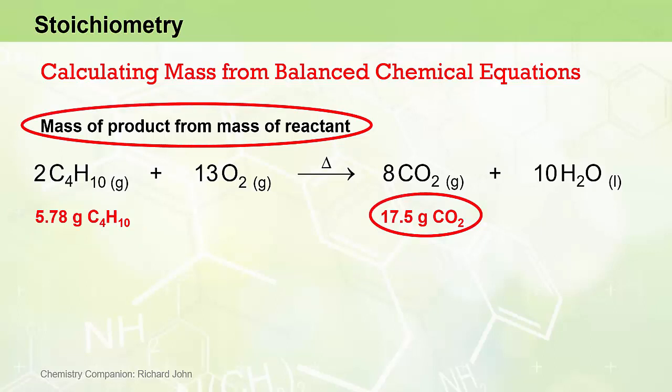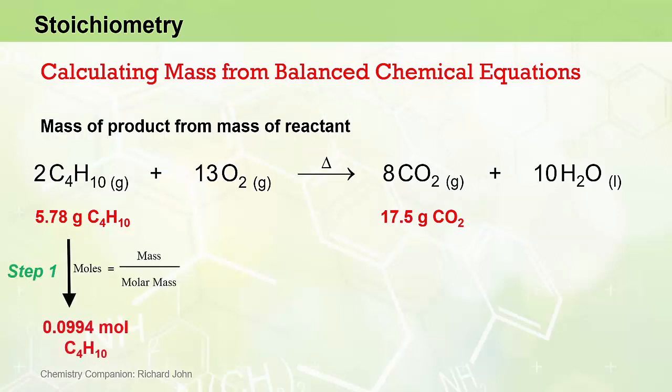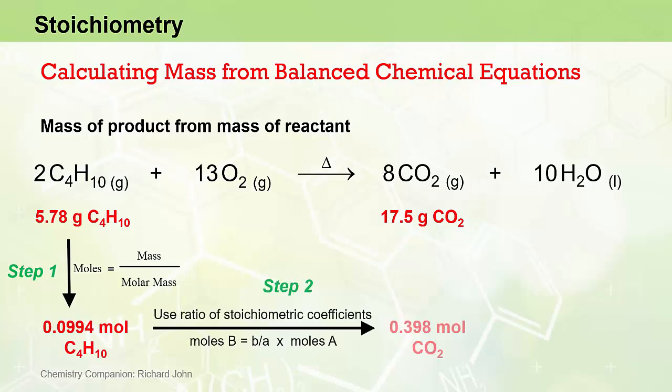And we ended up calculating the mass of product, carbon dioxide, from the given mass of reactant. And the way we tackled this problem was via a three-step process. In step 1, we converted the mass of butane to moles of butane using the molar mass equation. In step 2, we used the moles of butane to calculate the moles of carbon dioxide using the ratio of the relevant stoichiometric coefficients. And in step 3, we converted the moles of carbon dioxide to mass of carbon dioxide by using the rearranged form of the molar mass equation.